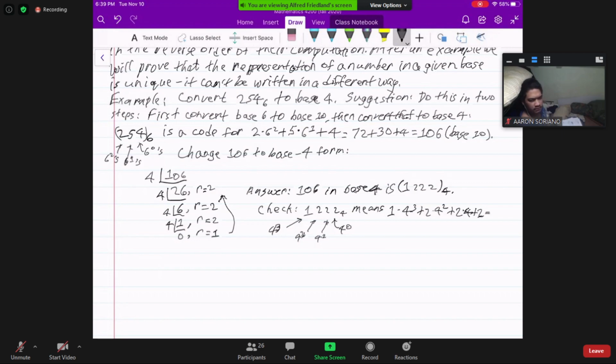4 to the 3rd is 4 times 4 is 16 times 4 is 64, plus 4 squared is 16 times, make sure you have a times sign there, times 2 is 32, plus 2 times 4 is 8, plus 2. 64 plus 32 is 96. 8 plus 2 is 10. I'm grouping them using the associative property. So 96 plus 10 is 106. Check. Okay.